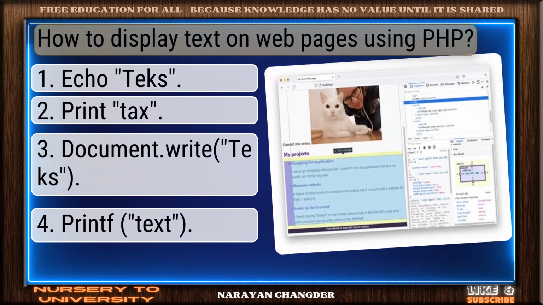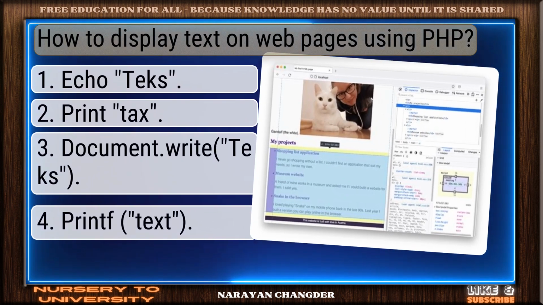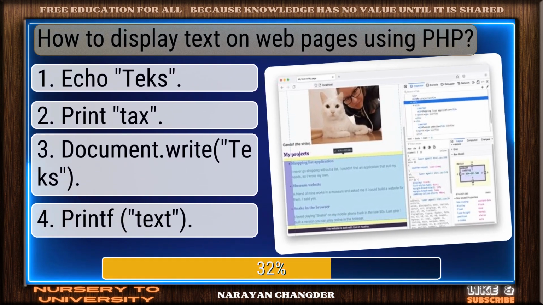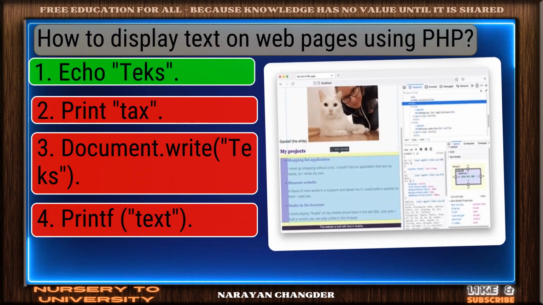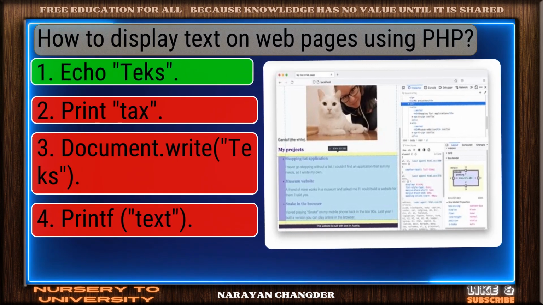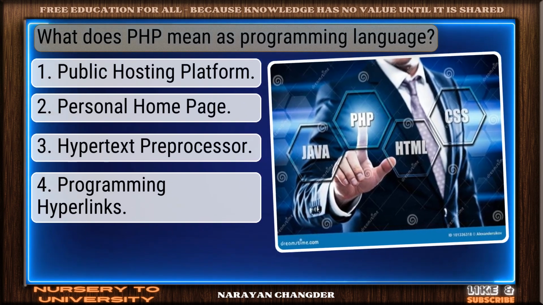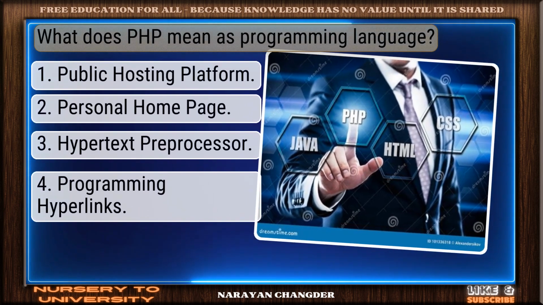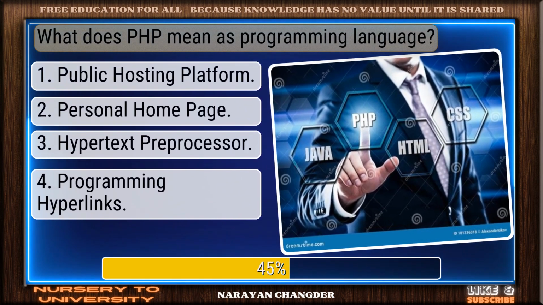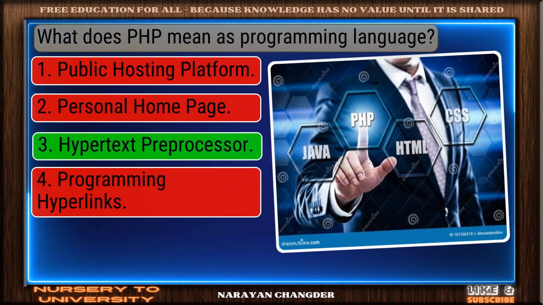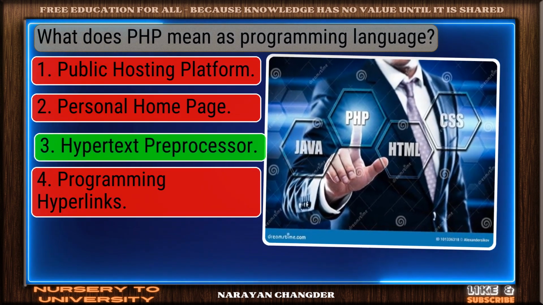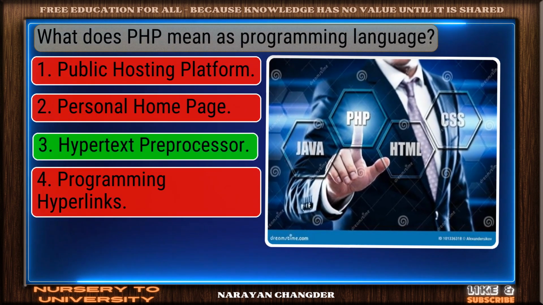Question number 29. How to display text on web pages using PHP. Nice selection. Echo text is the correct and valid answer. Question number 30. What does PHP mean as a programming language? Perfect. Hypertext Preprocessor is the correct choice.